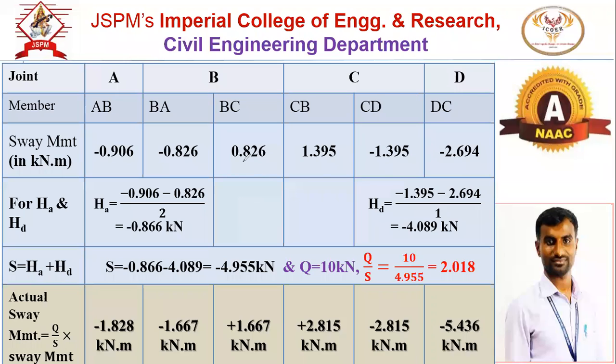Fixed end moment will be 0 for the beams, and work out the moment distribution table. The final moments after working out the moment distribution table are the sway moments. In some books, it may be given as column A moment because we are calculating these moments using the fixed end moment of the column.